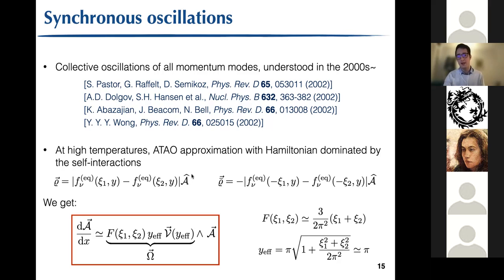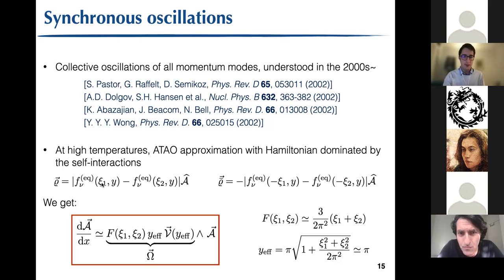The hat will mean a unit vector, and the norm of those vectors is given by this. This is just at high temperatures, where you have equilibrium distributions for the density matrices, so this is the norm. And so if you put these expressions into the evolution equation for A, you end up with this expression, which is quite interesting. You have a precession equation for the asymmetry vector.